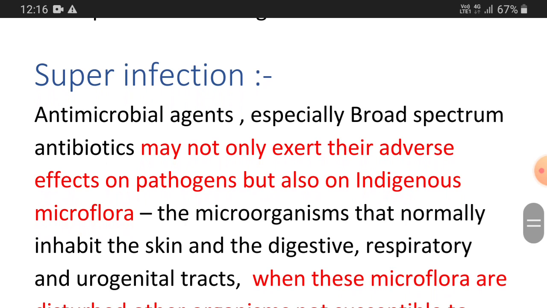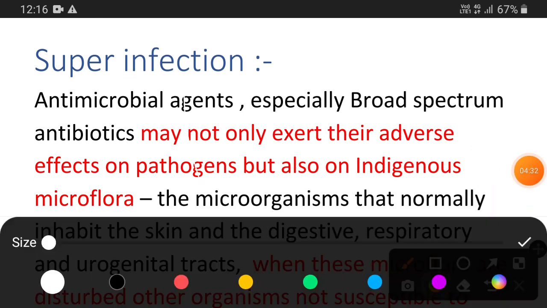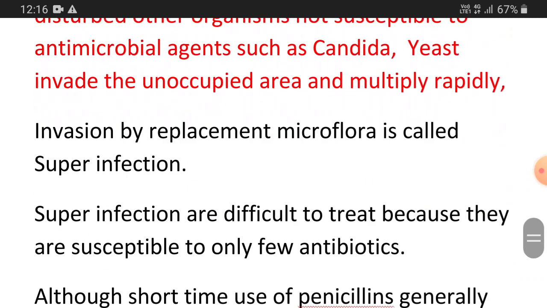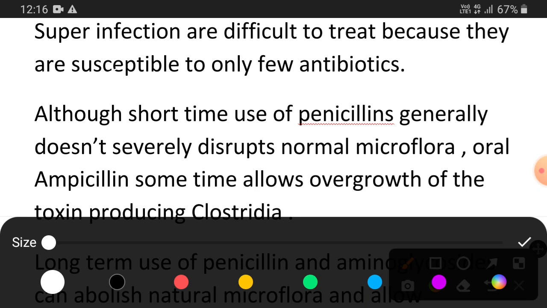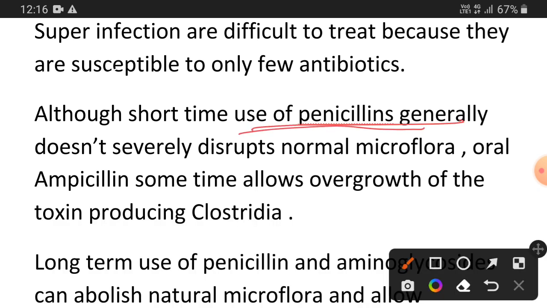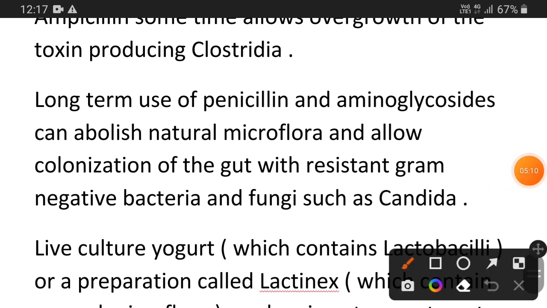Superinfection is a very dangerous thing for us, because there are only a few antibiotics that can fight against this kind of superinfection. So we have to use antibiotics very carefully, with proper prevention and caution. If you use penicillin for a short time, it will not cause any severe damage to the normal microflora. But if you use oral ampicillin, it will facilitate the growth of toxin producing Clostridia. Also, long term use of penicillin and aminoglycoside will facilitate disruption of the normal microflora by promoting colonization of the gut with resistant gram negative bacteria and fungi such as candida.